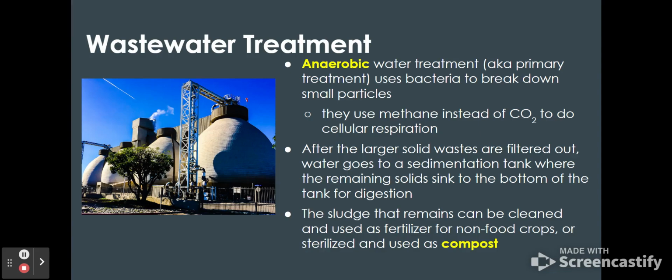Anaerobic water treatment is primary treatment. It takes bacteria to break down small particles. They use methane instead of CO2 to do cellular respiration. And after the larger solid wastes are filtered out, water goes to a sedimentation tank where the remaining solids sink to the bottom of the tank for digestion. The sludge that remains can be cleaned and used as fertilizer for non-food crops, or sterilized and used as compost.